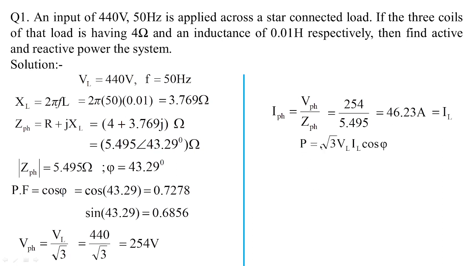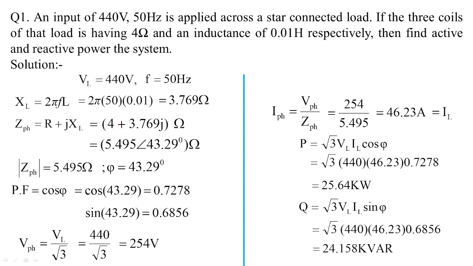Now, the active power of the system is given by root 3 VL IL cos phi. So root 3 substitute as it is. The VL value is nothing but the RMS value, that is 440 volts. IL value is equal to I phase value, which is 46.23 amperes. And the cos phi, that is the power factor value, we got here as 0.7278. So overall the active power we got here is 25.64 kilowatts.